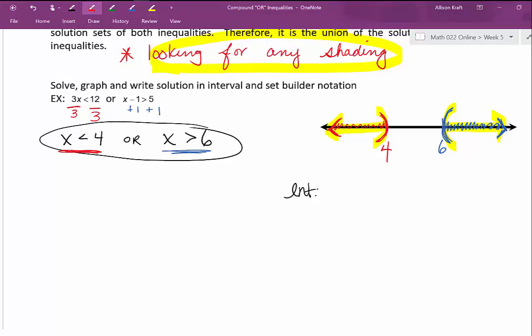We'll start with the red piece. I have an arrow pointing forever to the left. That means that we're going to start with negative infinity, and then that shading stops at 4 and gets a parenthesis. We have a second piece of shading starting at 6 with a parenthesis, and then it has an arrow to the right, which means we're going forever to the right all the way to infinity. We need to put something in between these 2 pieces of interval notation to indicate that both pieces are part of our solution, and we use a union symbol.